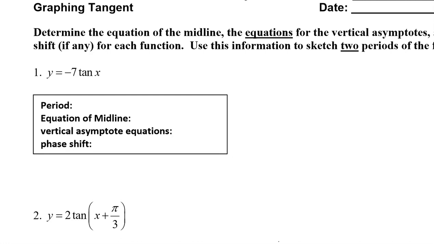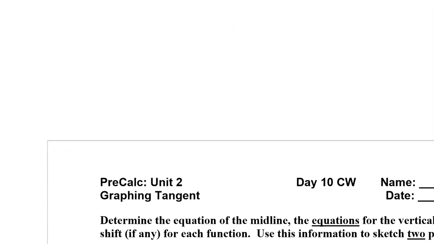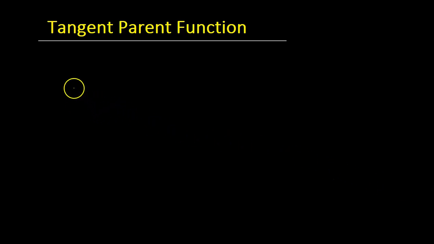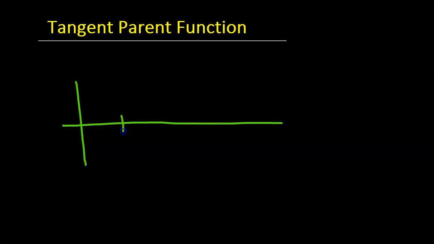In this video, we will practice graphing the tangent function with changes in period, midline, and phase shift. But first, let's take a look at the parent function so we can get a feel for what that looks like. So I'm putting 4 marks on the x-axis because each mark represents a quarter of the period.